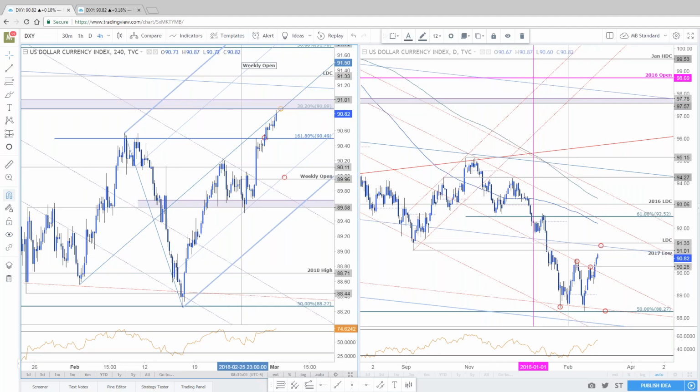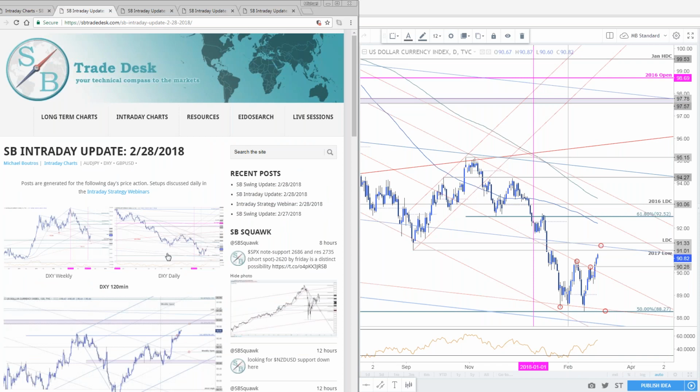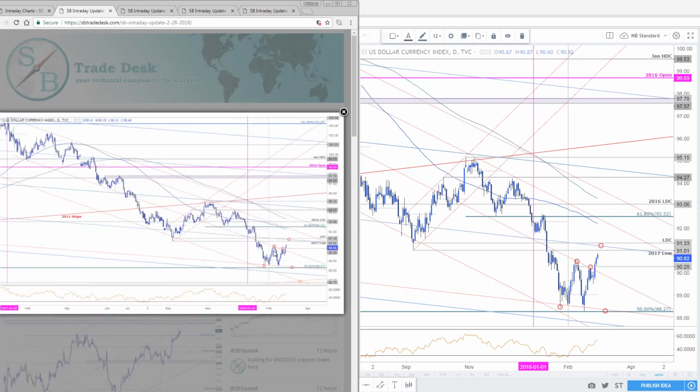Here's what it looked like last night. The basic premise is the break above the monthly high day close, which was perfect resistance here last week. That was like 90.28. A daily close above that is really what shifted things higher. Okay, so at this point, there's nothing to stop this from going near the 91 initial level. That's the 2017 swing low.